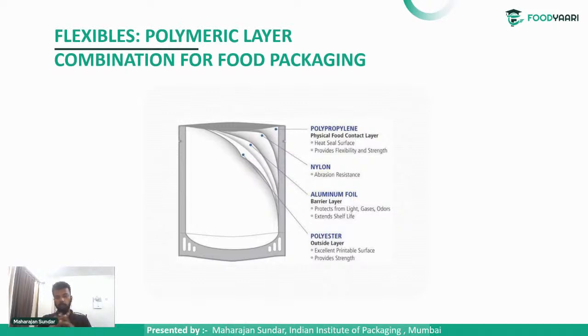Like I told earlier, a nylon film layer will act as abrasion resistance between the aluminum foil and the polypropylene layer, which is the food contact layer, and the polypropylene layer will act as the heat seal surface. It provides the flexibility and strength that the package requires.